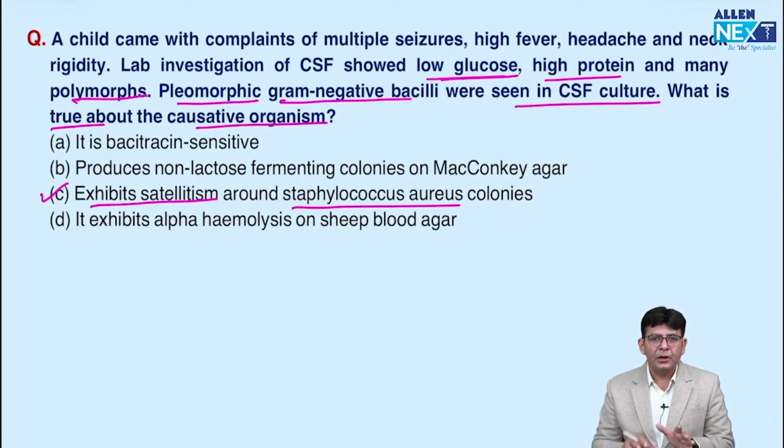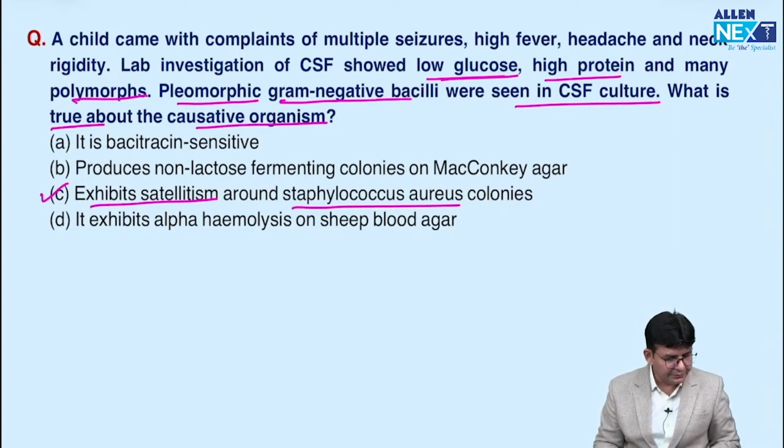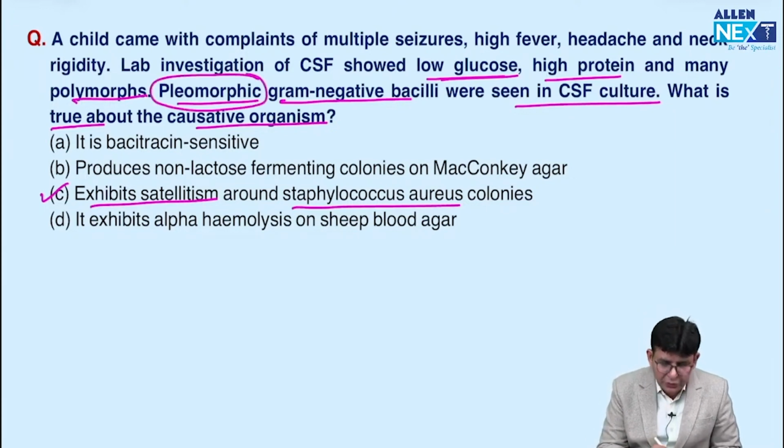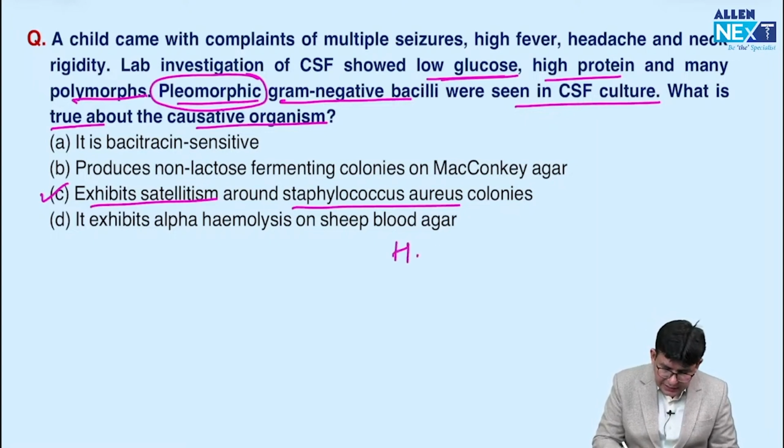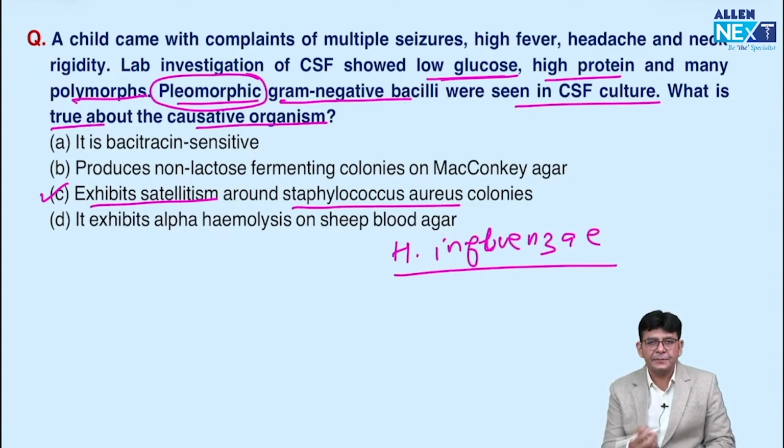Okay, important is bacteria, these love glucose. They are greedy for glucose, they love glucose, and that's why the CSF glucose remains very low, or it can become zero in them. So basically from the question, this particular hint, pleomorphic gram-negative bacilli that was observed, and pleomorphic is which one, guys? Haemophilus influenzae. Okay, Haemophilus influenzae.